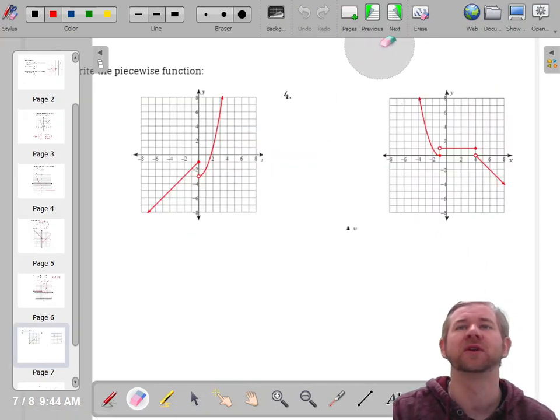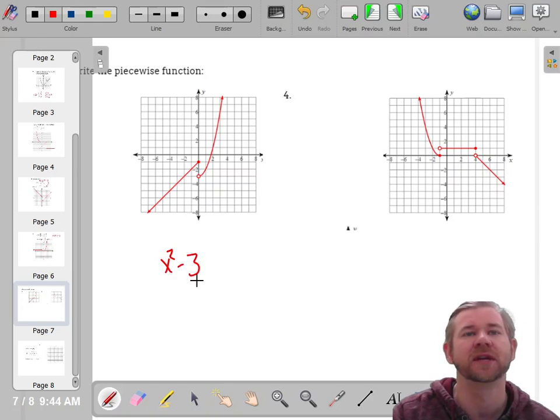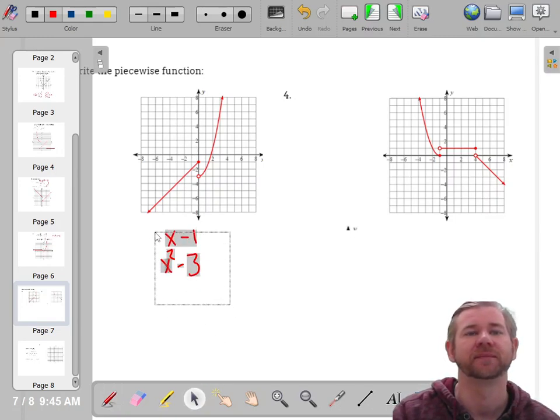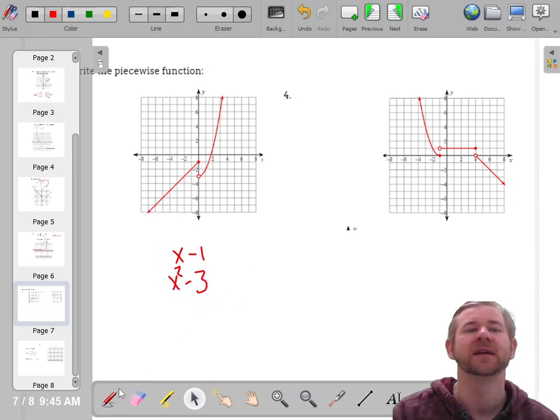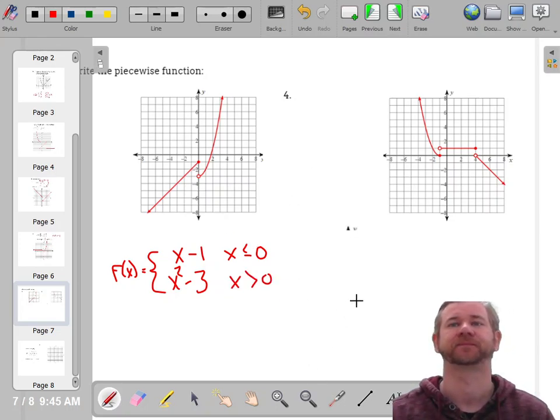All right, let's try and go backwards a couple times. If you've got a parabola that's been shifted down 3, that would be x squared minus 3. And then you have a line that has a slope 1 and a y-intercept of -1. I'm going to put this one actually on the top, because normally we read left to right. So those are the two pieces. We'll say f of x equals, and we're using the line when x is less than or equal to 0. It's a closed circle, so it's less than or equal to. And we're using the parabola when x is greater than 0, to the right of 0.